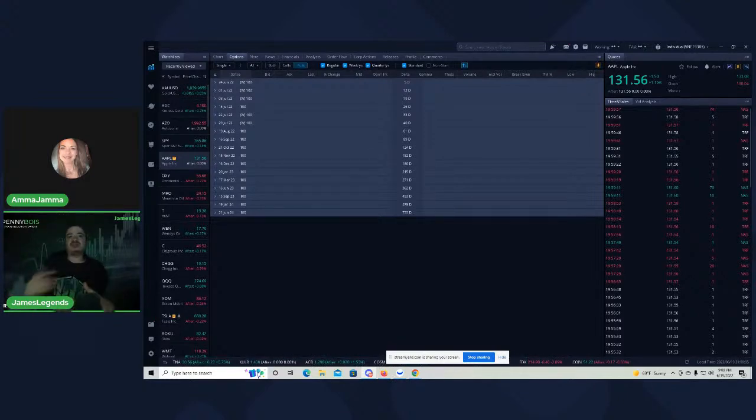It's easier than buying single legs, and the reason is because these only need to expire worthless. Right? That's all that needs to happen to make money, or they just need to decrease in value.